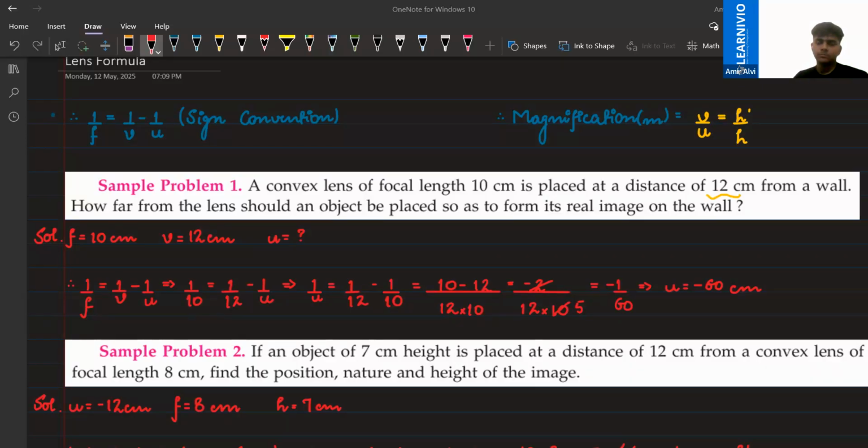Sir, I got the second sample problem. I got V as 24 centimeter and height is 14 centimeter. That's right. Okay, Neha, whenever you basically answer, please let me know in the chat, okay? Oh, okay, sir. I'm sorry. That's great. No worries, no worries.